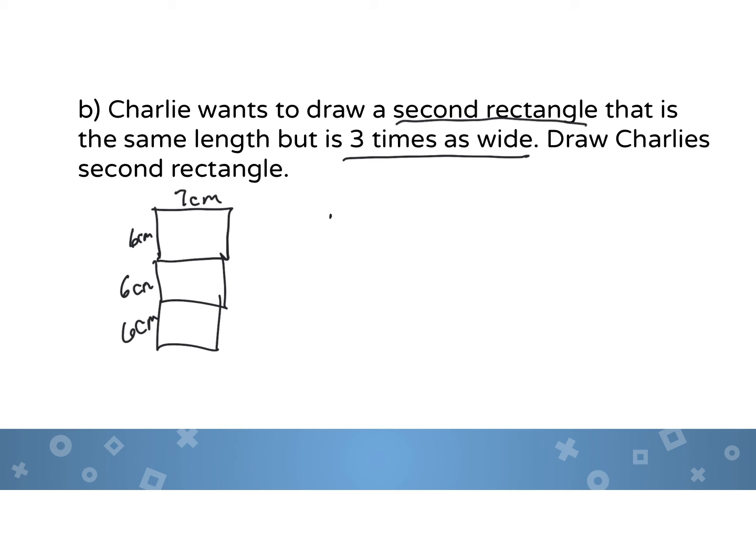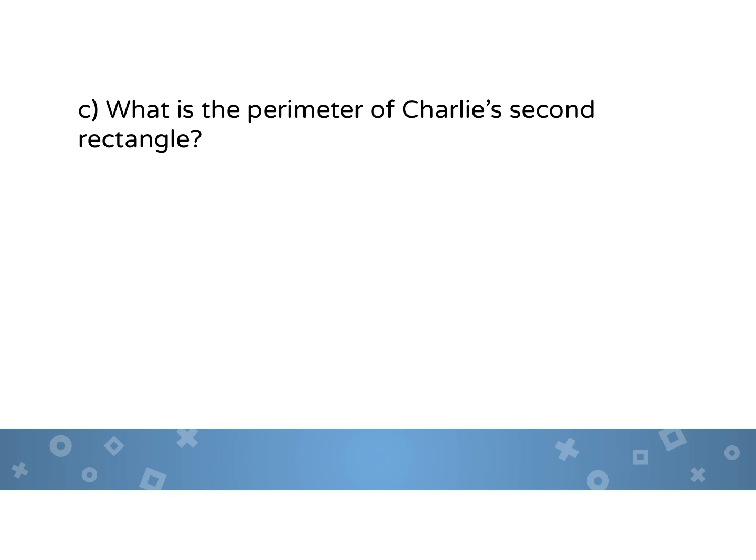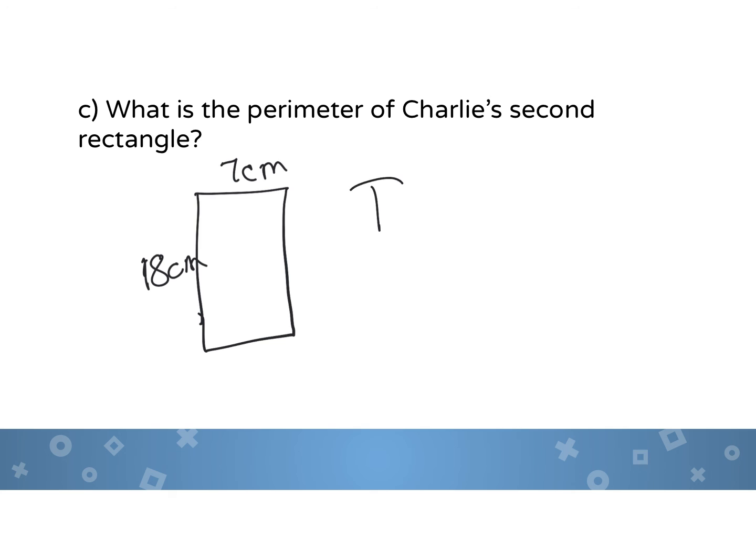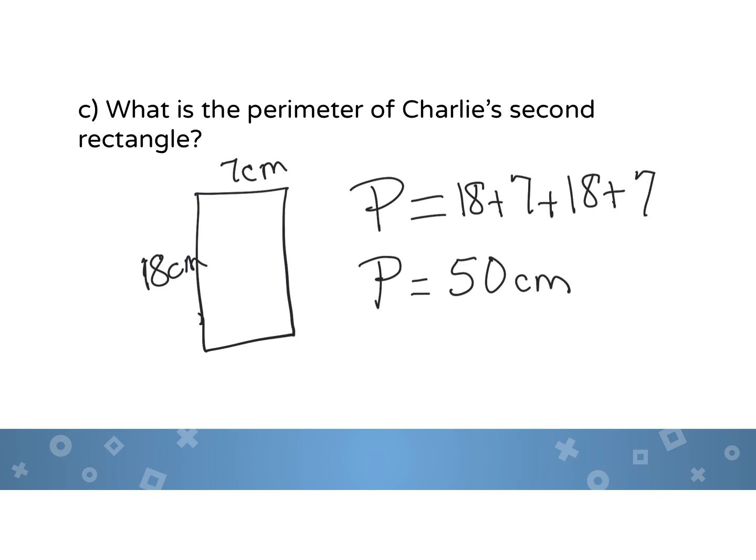So I could figure out both the area now and the perimeter. But my question just says, what is the perimeter of Charlie's second rectangle? Remember that the perimeter is where I add up all the sides. So I have 7 centimeters here. I have 6 plus 6 plus 6, so I have 18 centimeters here. And then I add up all 4 sides. See if you can do that and tell what is the perimeter. Okay, so my perimeter is 50 centimeters.